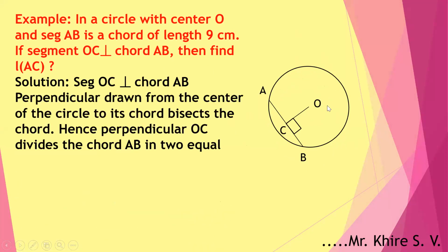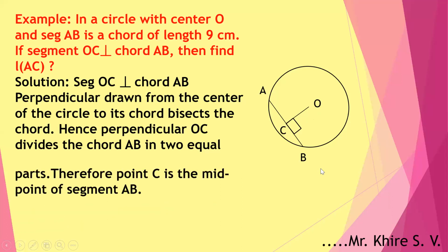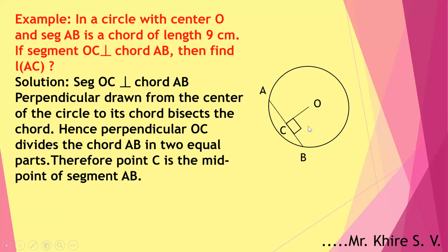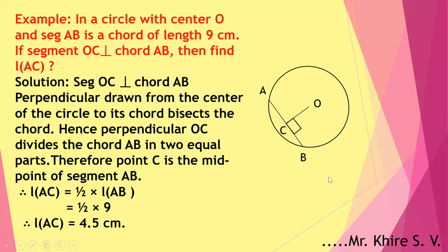now the theorem is, the perpendicular drawn from the center of the circle to its chord bisects the chord. Hence segment OC is perpendicular to AB, it divides segment AB into equal parts. Therefore point C is the midpoint of segment AB. Therefore length AC is equal to half of length AB. AB is 9 cm, therefore half of 9 is 4.5 cm. Therefore length AC and length BC is also 4.5 cm.